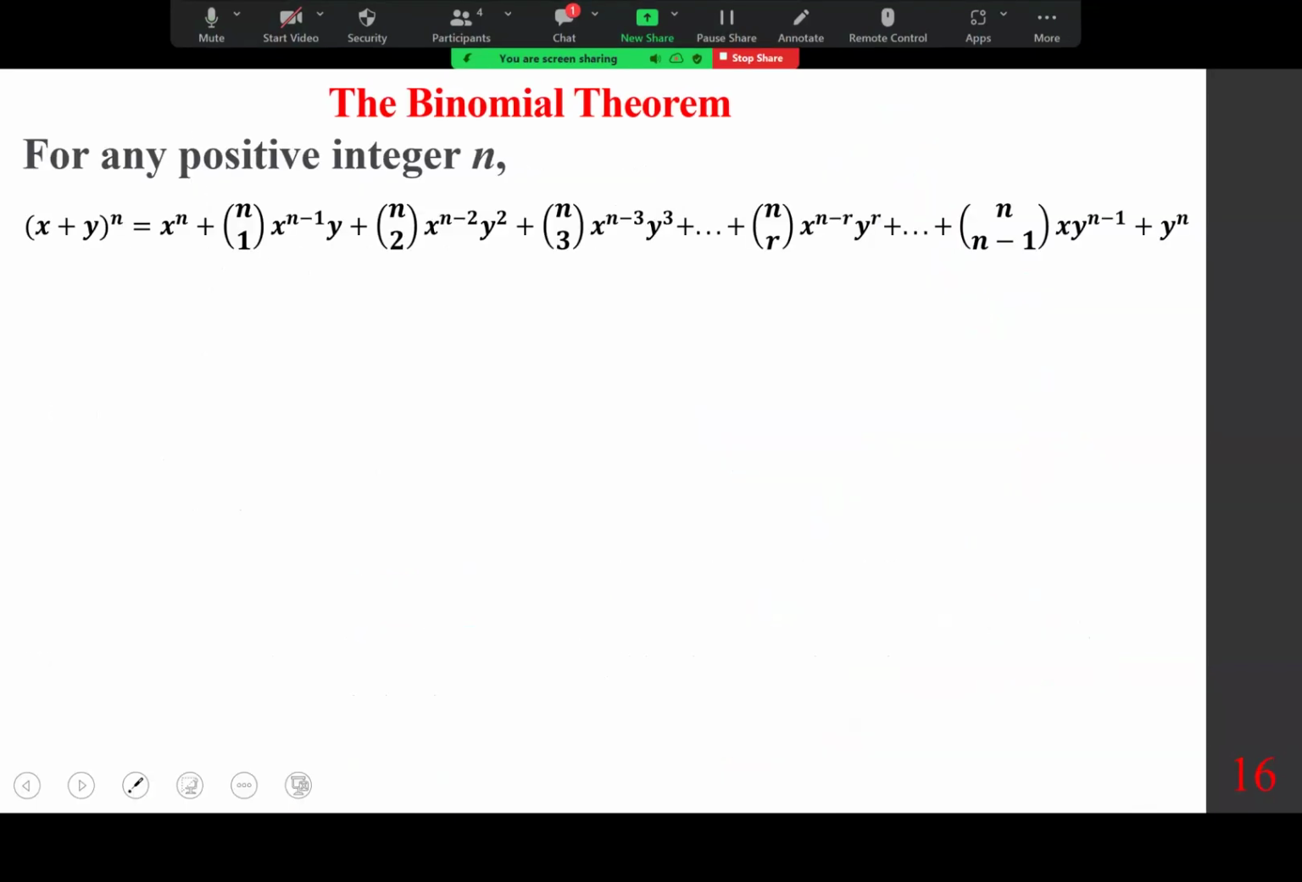Now the binomial theorem. For any positive integer n, (x plus y) to the power of n is x to the power of n, plus n choose 1, x to the power of n minus 1, y, plus n choose 2, that means combination, x to the power of n minus 2, y squared, all the way to y to the power of n. By the way, here you could have n choose 0. Let me just put that over here. It's really n choose 0. The reason we may not write it is because it's 1. Over here is n choose n, and that is also equal to 1.